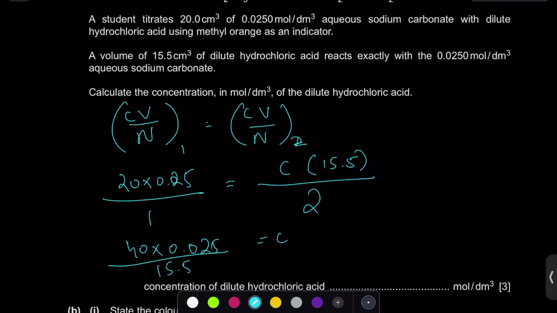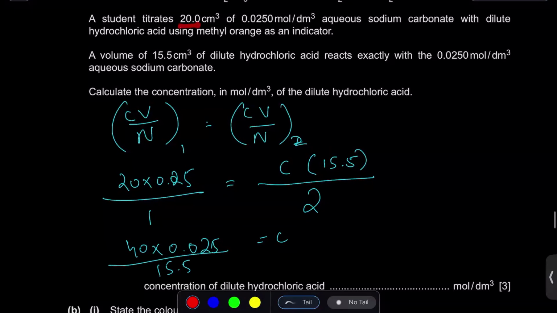If you don't want to do this, then you can always skip it and do it step by step. First you will find the moles of sodium carbonate. From this, n equal to CV. So we'll first do that. And then we know the mole ratio is 2 to 1. So we'll use that. Then we'll divide by volume to find the concentration.